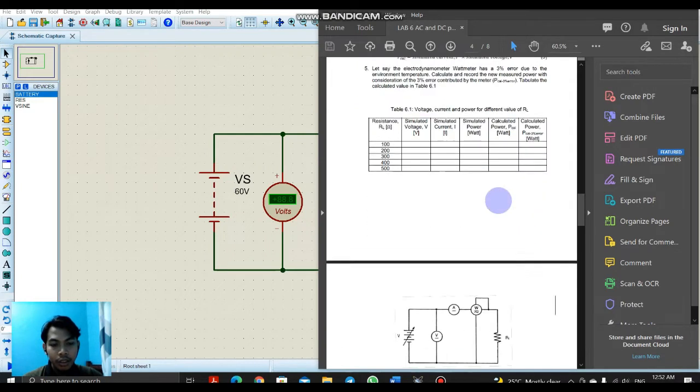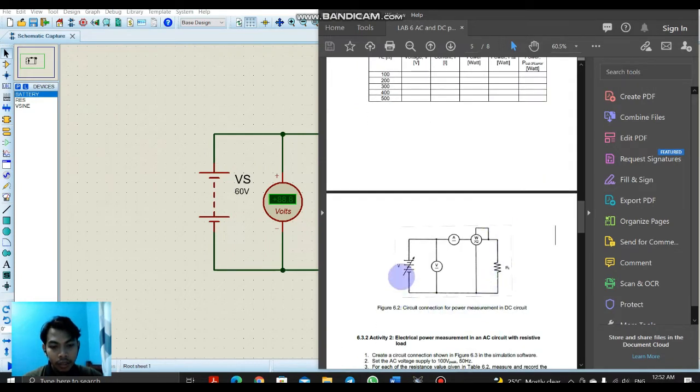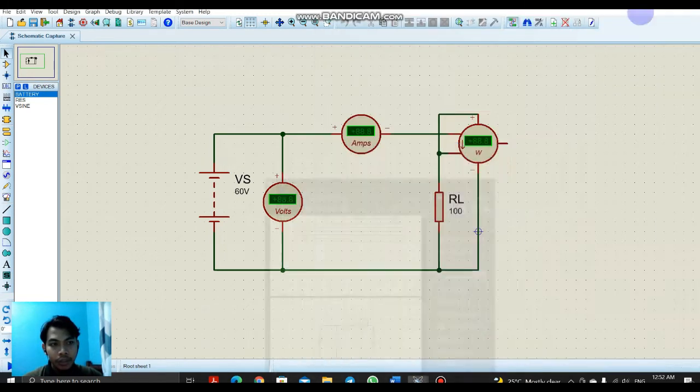I will explain about Activity 1, which is the electrical power measurement in DC circuits. We need to design the circuit like Figure 6.2. I am using the Proteus software, and here is the circuit that I designed, referring to Figure 6.2.